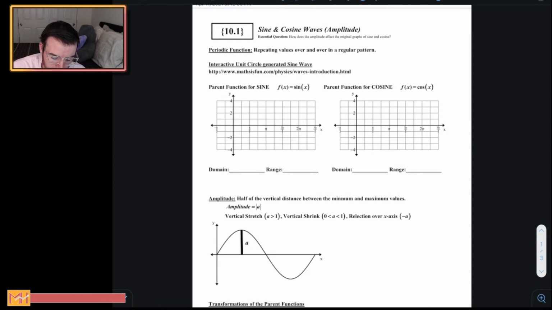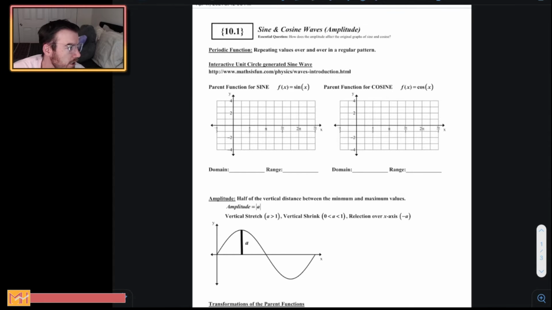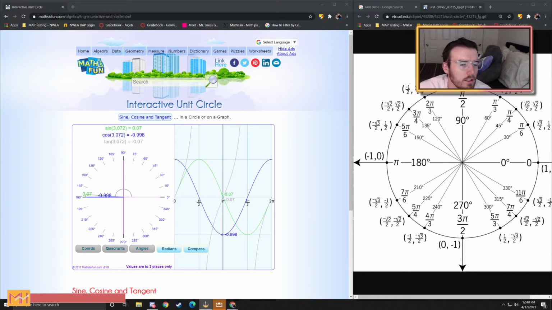We're looking at the graphs of sine and cosine. So we can graph these functions just like any other function, you can plot it on a graph. And let's take a look. So I'm going to go ahead and look at this.